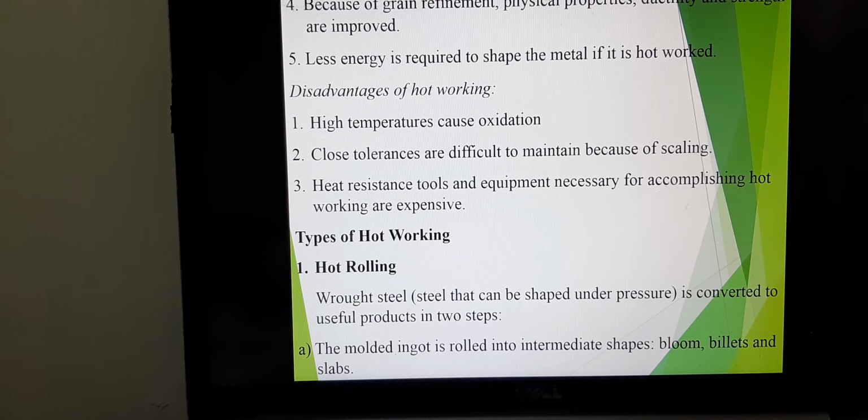However, it also comes with a set of disadvantages. High temperature causes oxidation. Close tolerances are difficult to maintain because of scaling. What do I mean by scaling? Scaling is when you heat it up above recrystallization temperature and you shape it. So remember back in the topic of die casting, when you heat up a material, when you're shaping it and when you're allowing the material to cool down to room temperature, if you remember in die casting, I mentioned it to you.